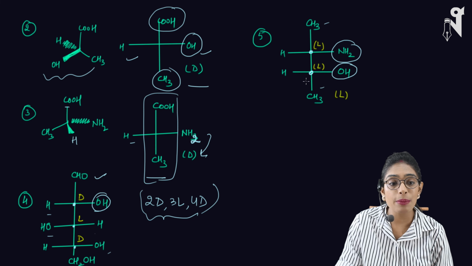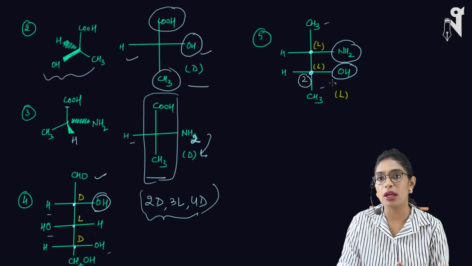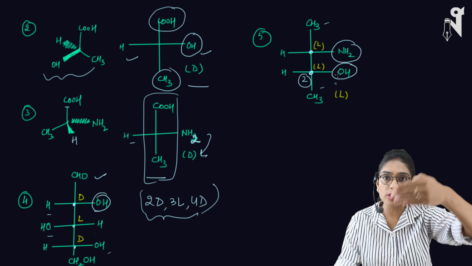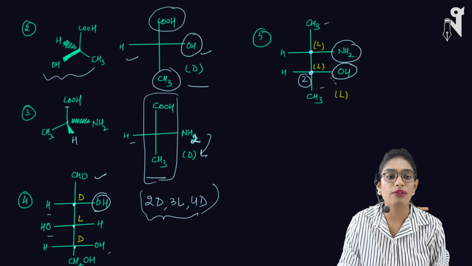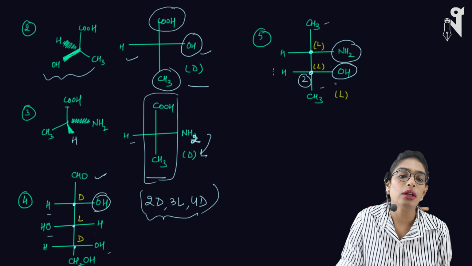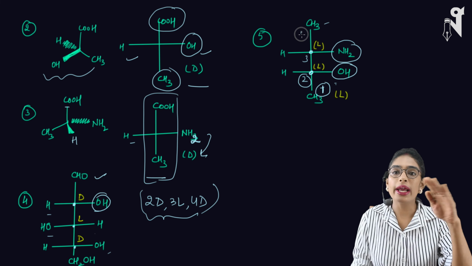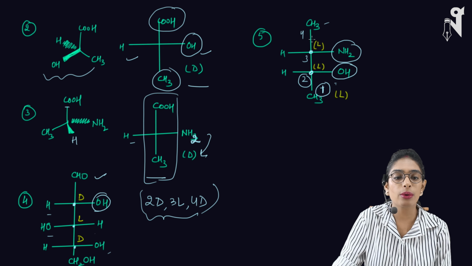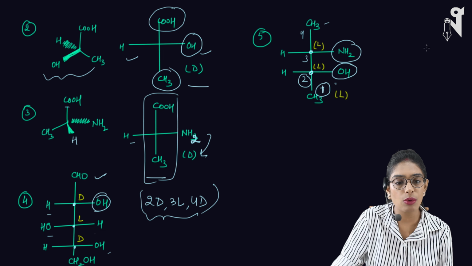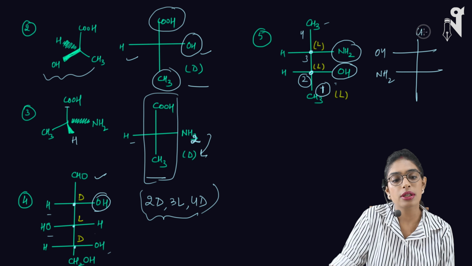But the next higher priority group is the OH, which should be on the second carbon. But according to this Fisher projection, it is coming on the third carbon if I count from here. So we can do two things. One is we can either start the numbering from the bottom, 1, 2, 3, and 4, or I can rotate the molecule. And if I rotate the molecule, then this molecule will become this. It will be OH here, NH2 here, CH3 here, CH3 here, hydrogen here, and hydrogen here.